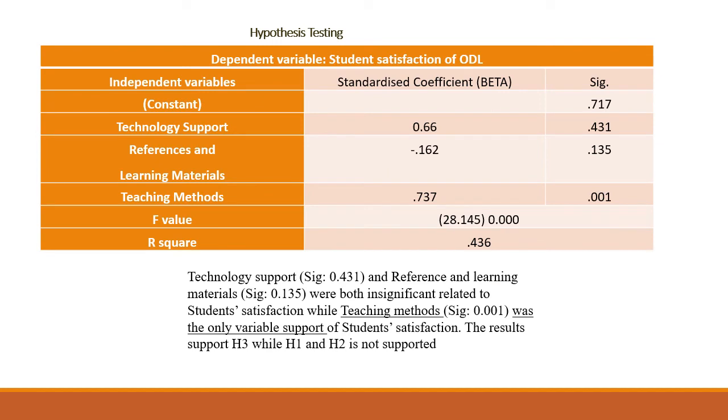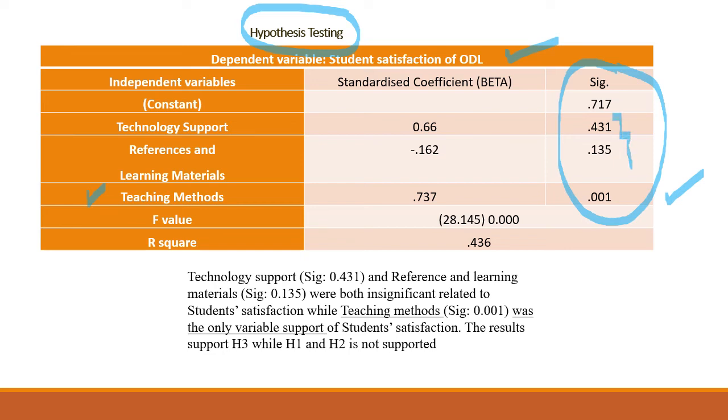This is the result of the hypothesis testing. As we can see here, the dependent variable is student satisfaction of ODL. Based on the values under this section, only one variable, teaching method, is less than 0.05, while technology support and reference and learning material are more than 0.05. So we can conclude that teaching method was the only variable supporting student satisfaction.